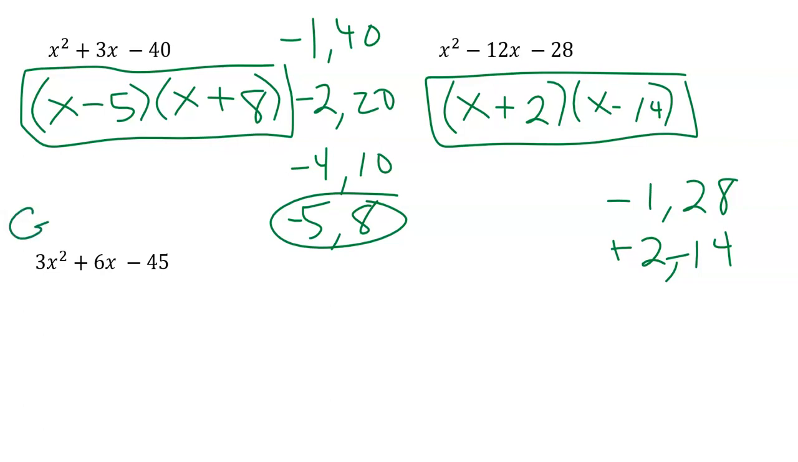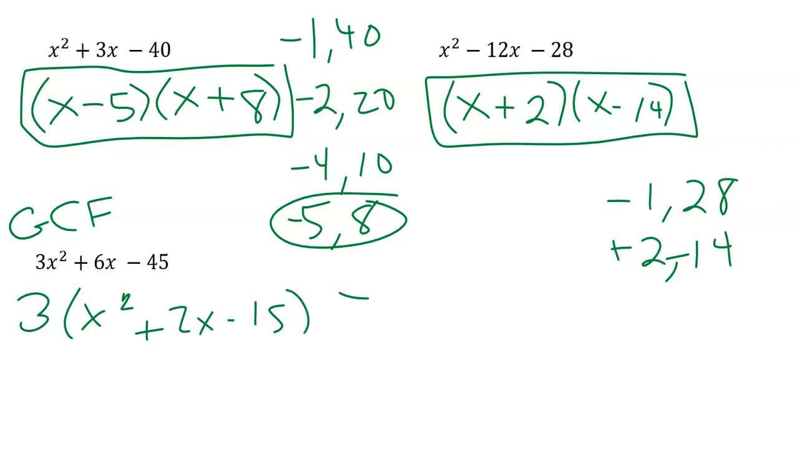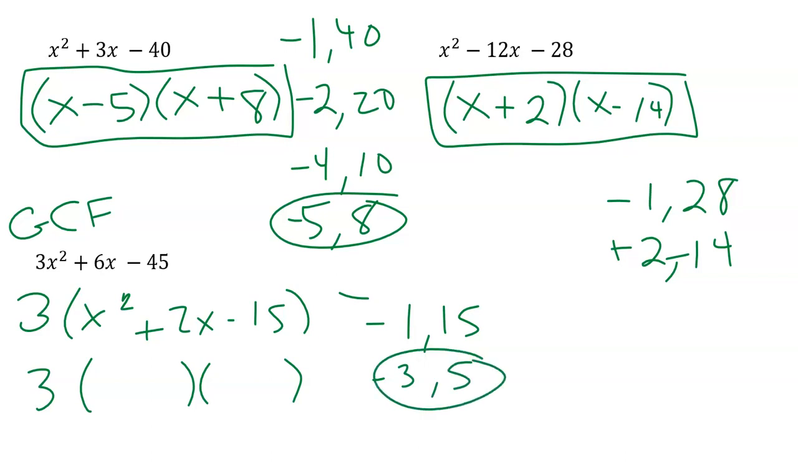This last one is another example of when we have a greatest common factor. So 3, 6, and 45 all have a 3 in common. So we're going to factor out the 3. So we get x squared plus 2x minus 15. And then we know it's going to be 3 times our two binomials. So to get -15, we could do -1 and 15. We could do -3 and +5. That's it because we wanted to get +2.